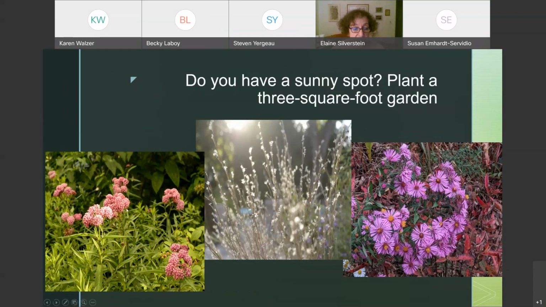This is red milkweed, or Asclepias incarnata, swamp milkweed. And even though it's called swamp milkweed, it does fine in dry soil. This is New England aster. Again, it's a plant that in nature tends to grow in moist places, but it does perfectly fine in dry soil.